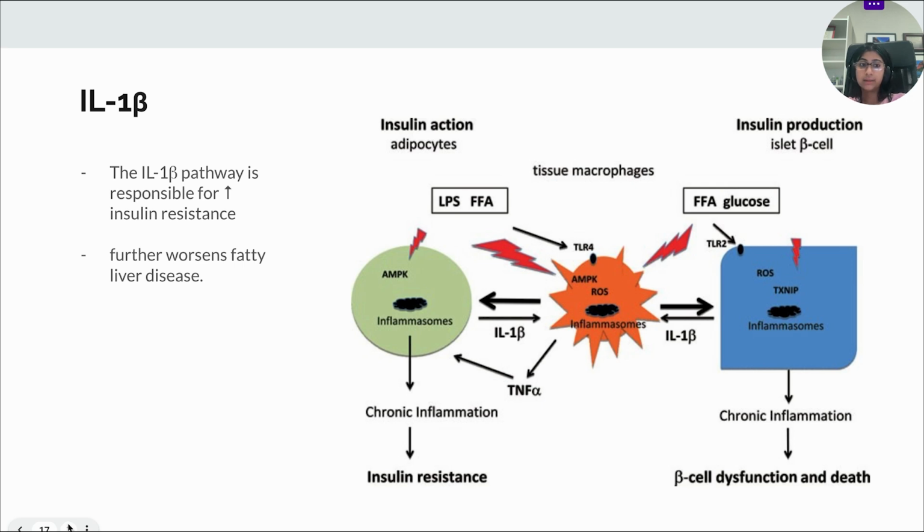Next, I will be talking about interleukin-1 beta. Interleukin-1 beta's pathway is responsible for increased insulin resistance. It further worsens fatty liver disease. This figure on the right shows how it can cause chronic inflammation and therefore insulin resistance. This chronic inflammation can also cause beta cell dysfunction and death. Beta cells are cells that actually secrete and create insulin. So when these cells dysfunction or die, it does increase insulin resistance as a consequence, which in turn will increase MASLD.